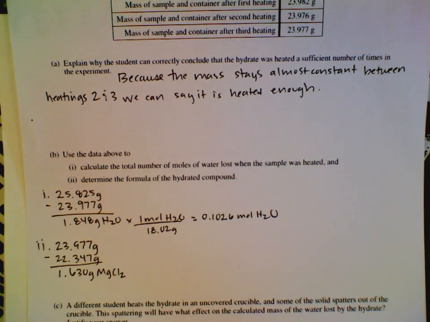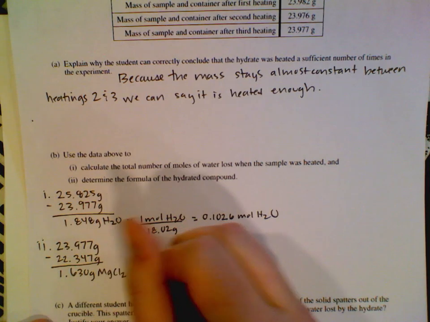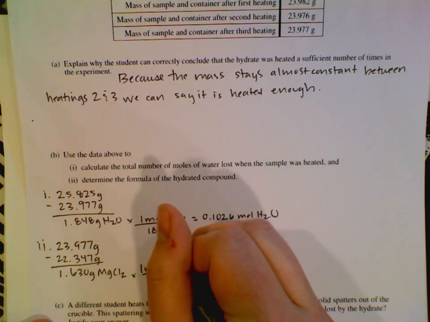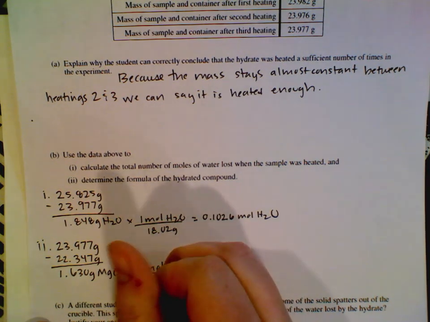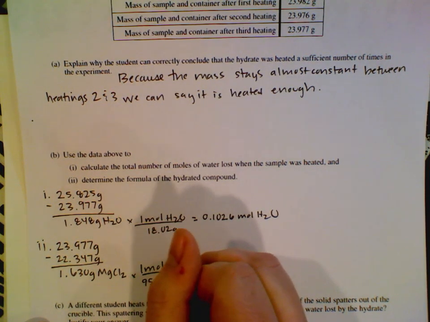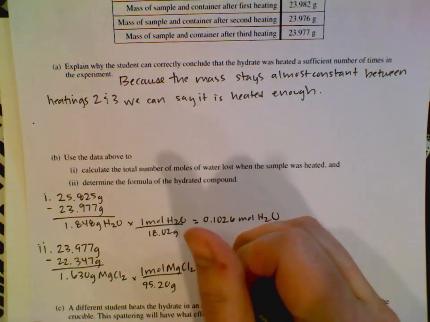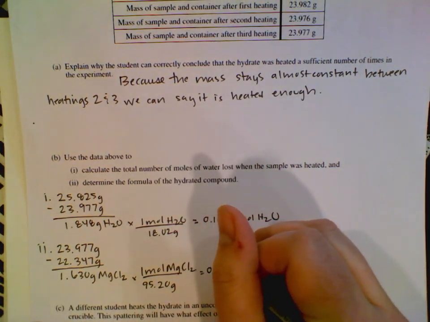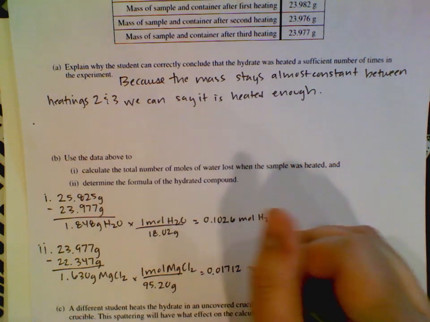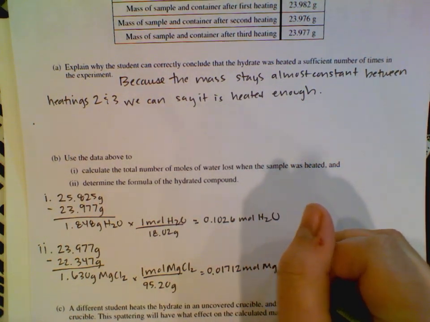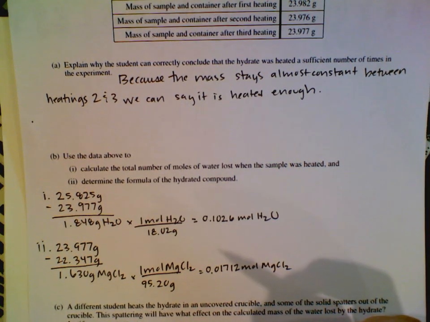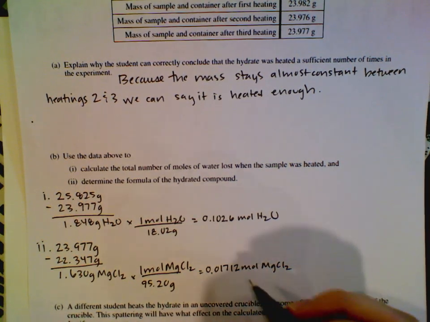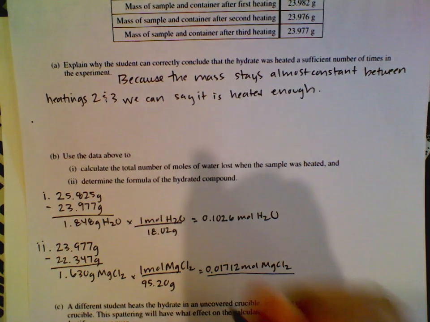Now I need to get moles of the MgCl2. 1 mole of MgCl2 weighs 95.20 grams. And when I do the math for that, I end up with 0.01712 moles of MgCl2. So now, essentially, I've got an empirical formula problem. And what I want to do is divide by the smaller number of moles. So I'm going to take the MgCl2.